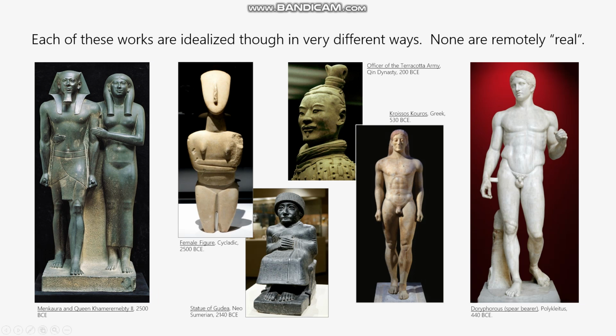But my point here is that all of these, whether we're looking at the Cycladic sculpture, even if I had the Venus of Willendorf on here, or this seated figure of Gudea, or the Egyptian figures, they are all equally stylized and equally unreal and idealized. Right? We look at this figure, and he seems very close to real. Doryphoros seems very close to our sense of photographic representation.